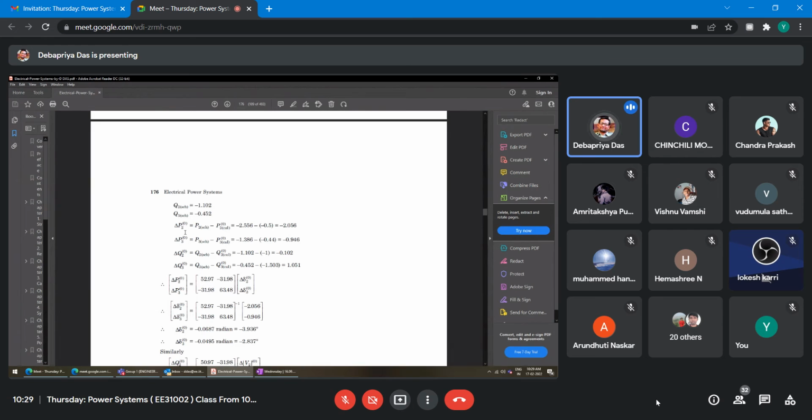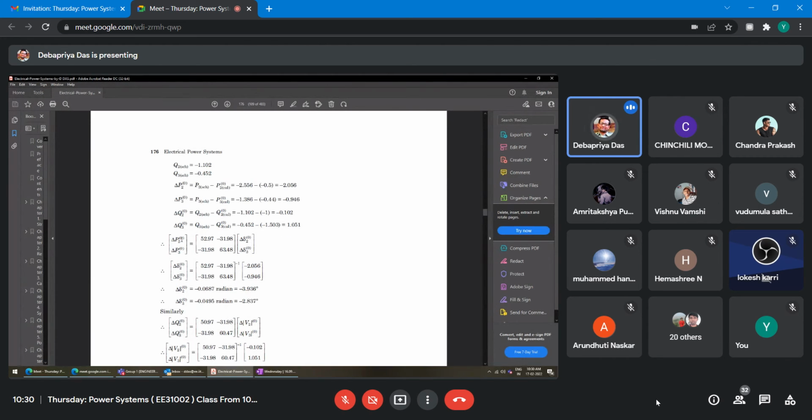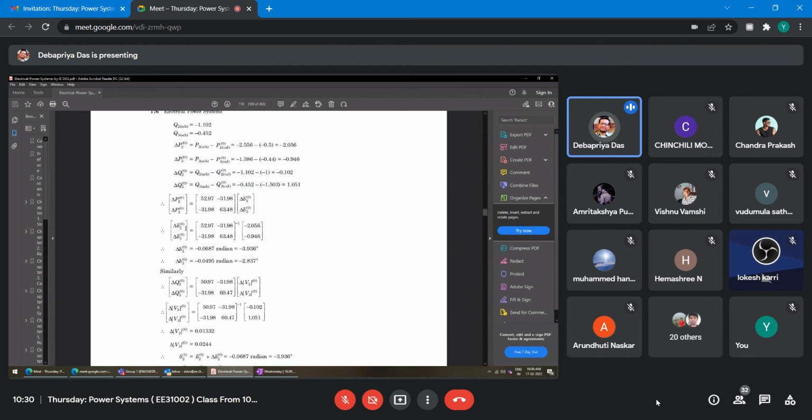Therefore, delta P2 will be P2 minus P2 calculated at initial values, this much. Then delta P3 will be this much, delta Q2 will be this much, and delta Q3 will be this much. So all the starting values of delta P2, delta P3, delta Q2 and delta Q3 are known. Then this will be delta P2 0, delta P3 0, and this will be your J1 matrix, and this is delta 2 0 and delta 3 0, the starting or initial values.